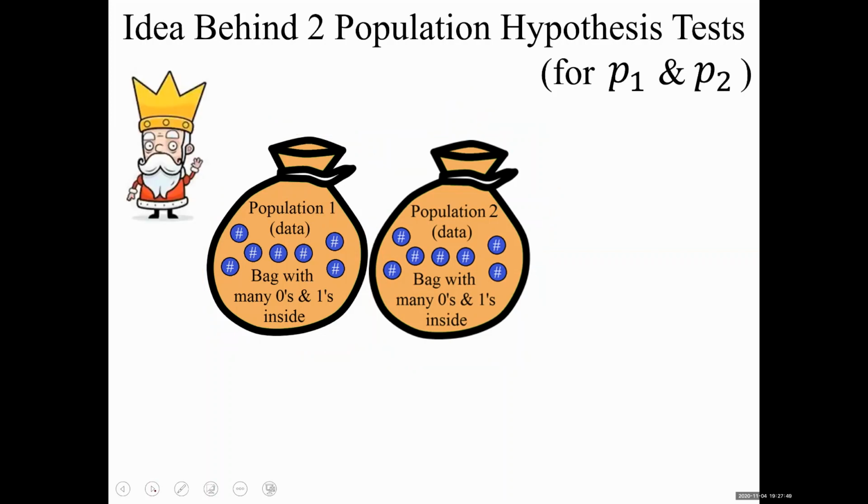The king comes along and says, guys, don't worry. I know that they're equal. Okay, so he says P1 is equal to P2. So percentage of yeses in the bag on the left equals the percentage of yeses in the bag on the right. Before I continue, a couple quick things to remind you of.